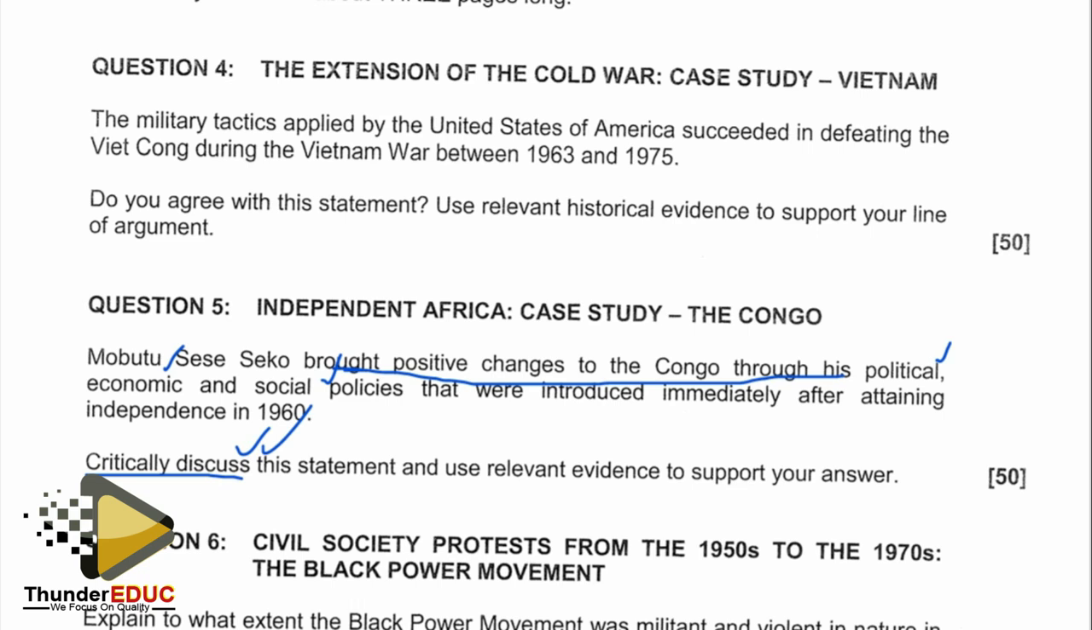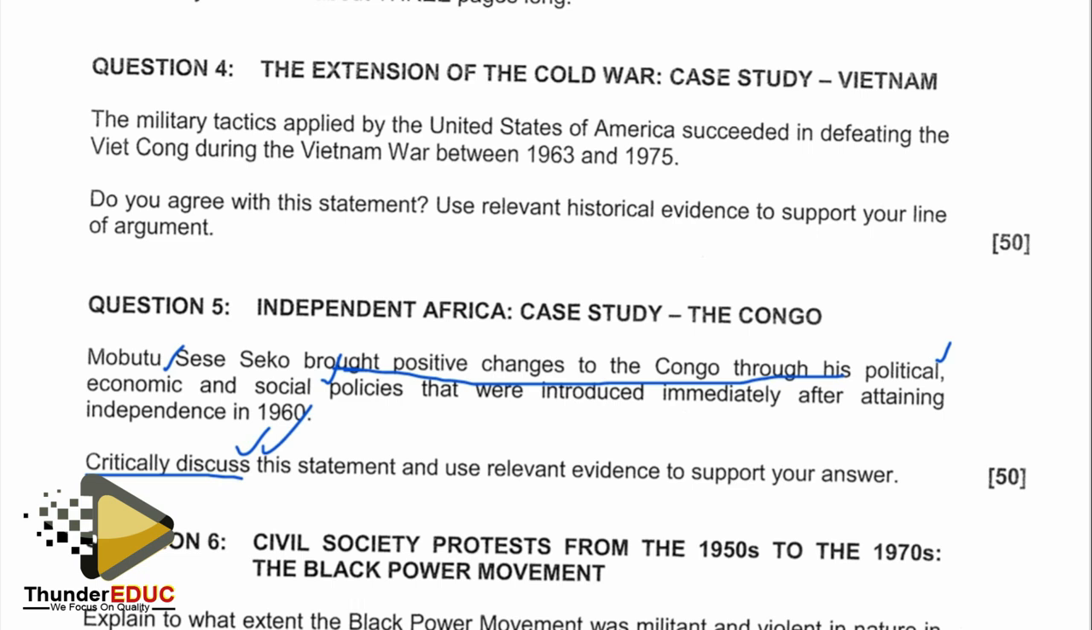Or Mobutu brought disastrous effects, or his changes were negative to the Congo through his political and economic policies. However, it was not only that he was very bad; he also managed to bring some positive aspects to the politics or the economy of the Congo. That is when you are disapproving the statement, and you need to give a reason why.